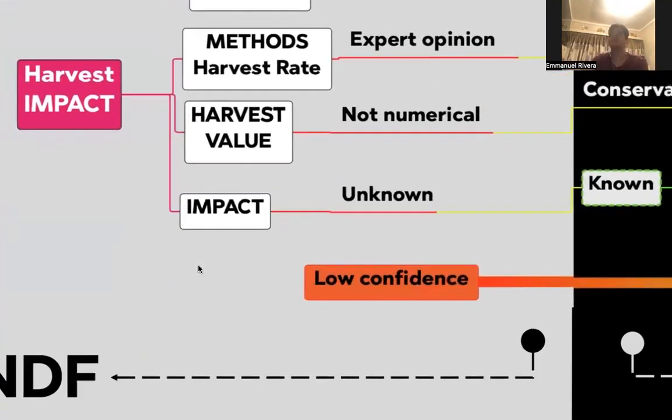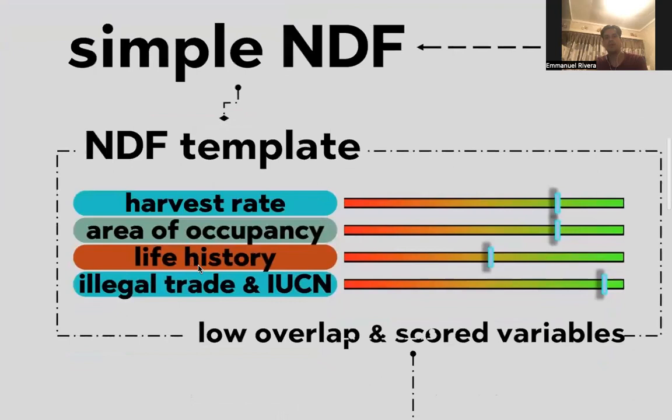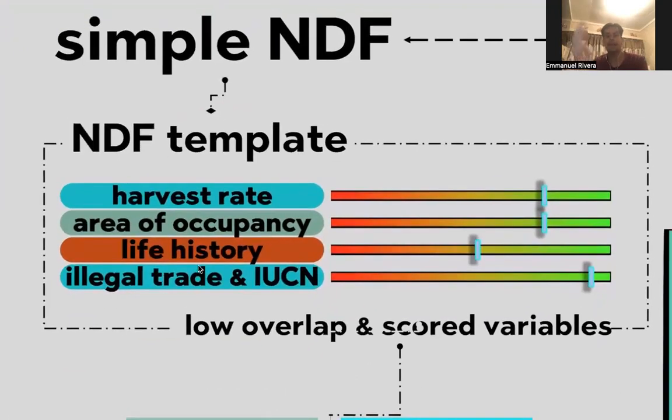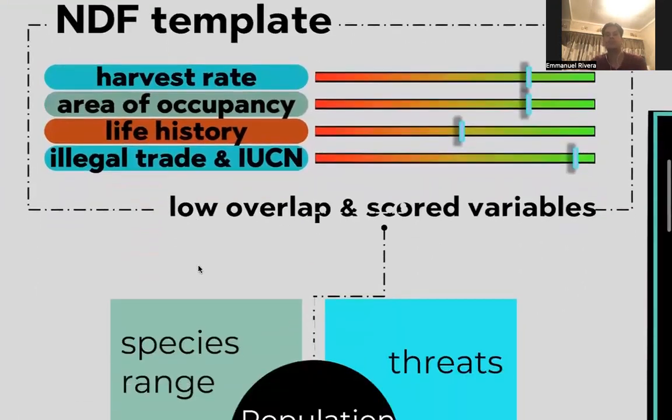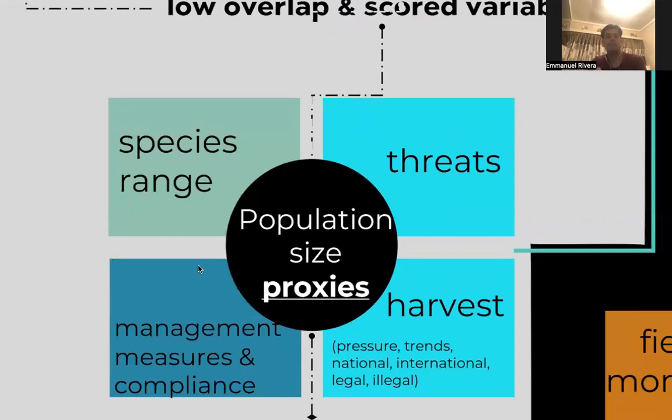And this expert opinion will be variable because it is not based on raw data. Some can tell you can take 10%, 15%, 12%. But there will be low confidence when you are making those NDFs. There are tools that can help you with that. For example, a simple NDF template that measures several variables that are around population size. They are population size proxies.